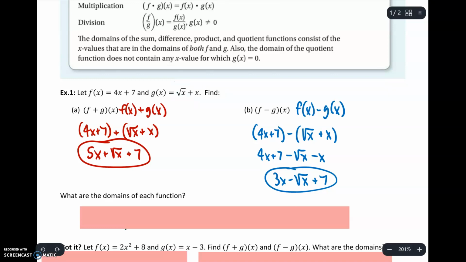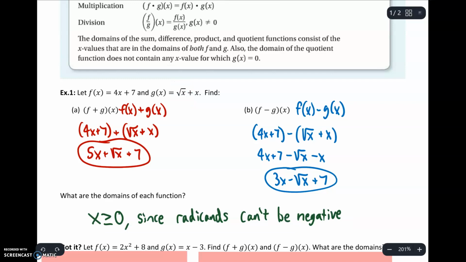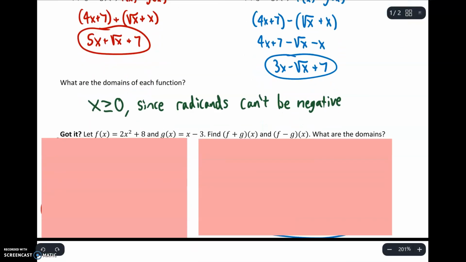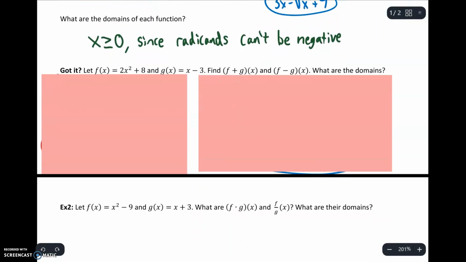So we can say for both of those functions, for the addition and for the subtraction, our answer is the same because of our second function, g of x, and even in our final answer, notice we still have that radical x. We know that x has to be at least 0 since our radicands can't be negative. I can't take that even root of a negative number because that's not going to get me a real solution. So domain is going to be something we have to consider when we finish these questions.